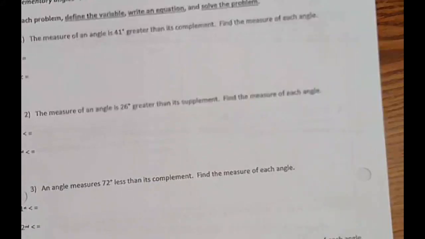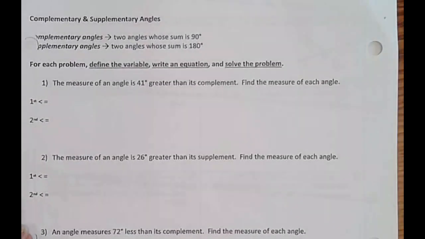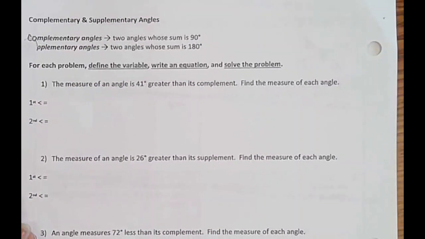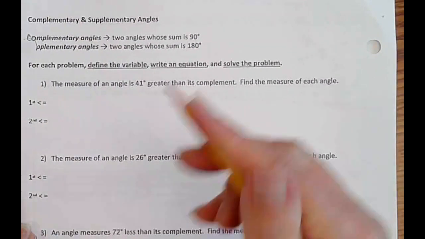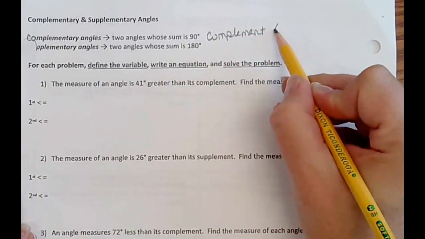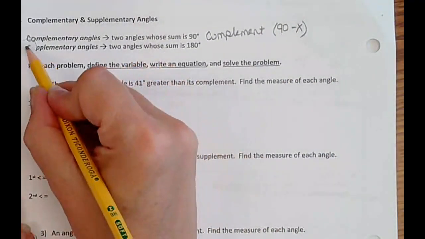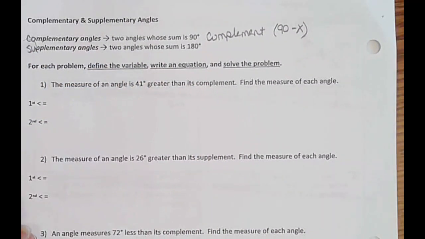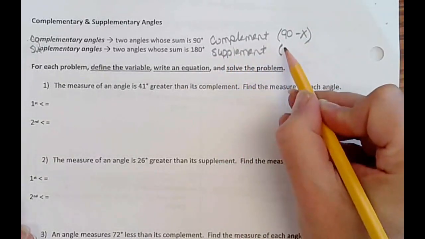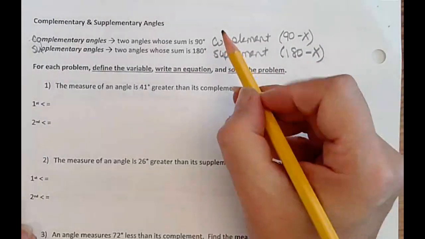Okay, so let's remember, whenever we see the word complementary, then a complement of an angle is 90 minus x. When we have supplementary angles, then the supplement is 180 minus x. And of course, in both of these examples, there was an original angle, and that angle we said is going to be just the plain old x.